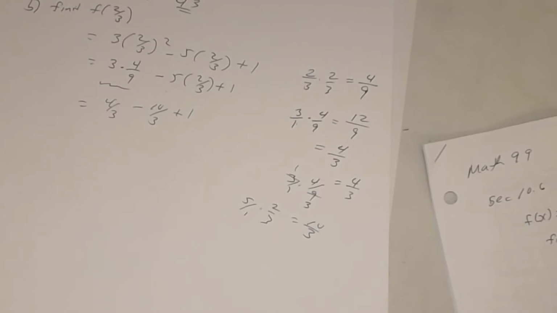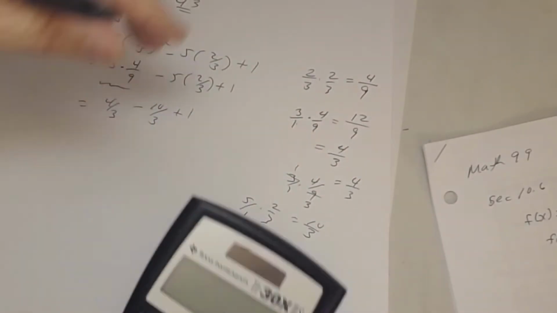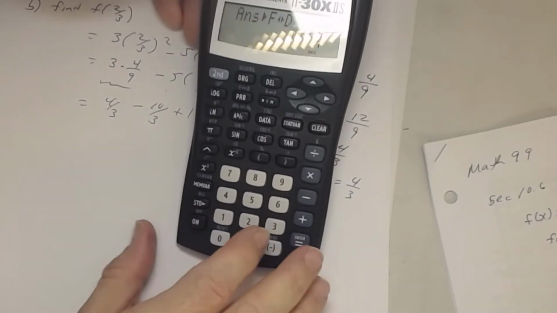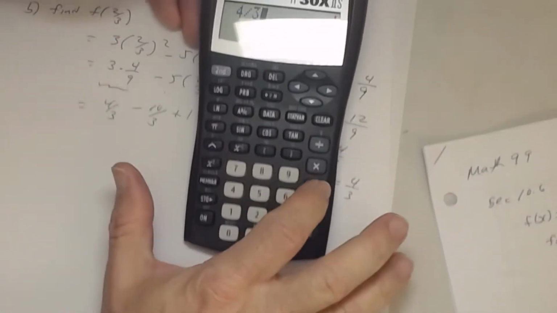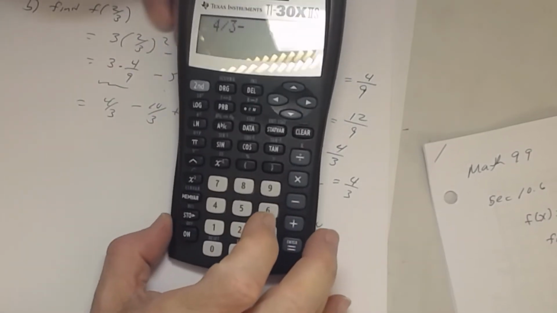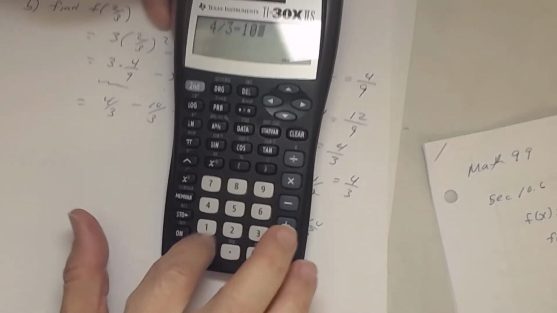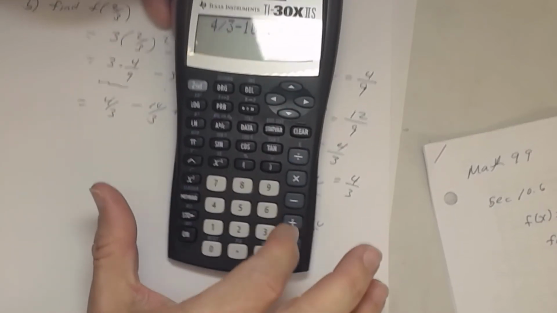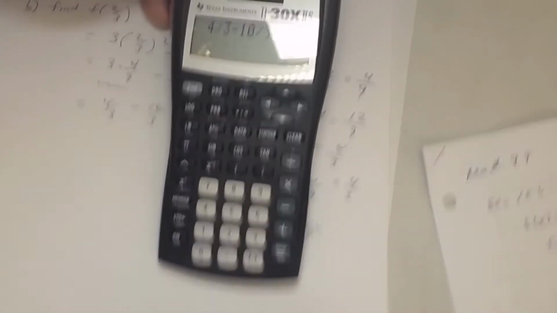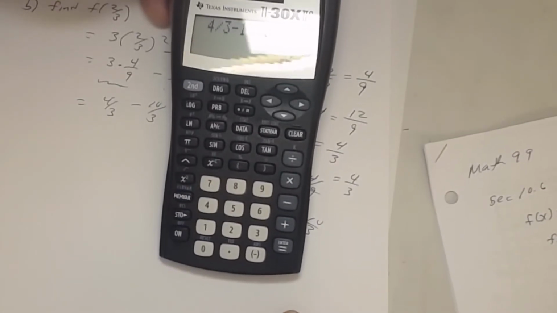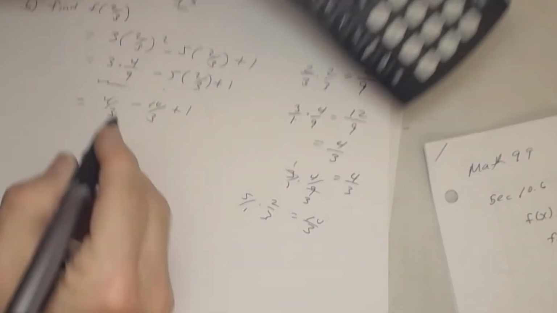And at that point, just use your calculator. In your calculator, you just do this. You say 4 divided by 3, minus, and then what? 10/3, so 10 divided by 3. And then plus 1, and then say equal. You get -1. Okay? You get -1.